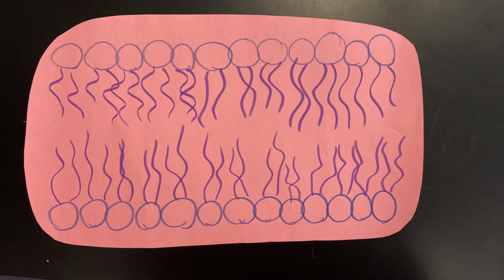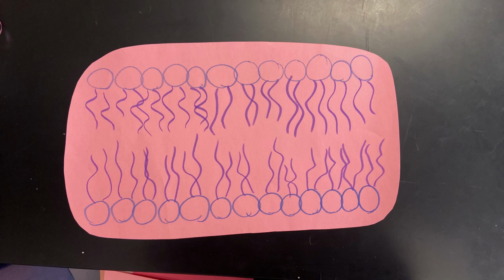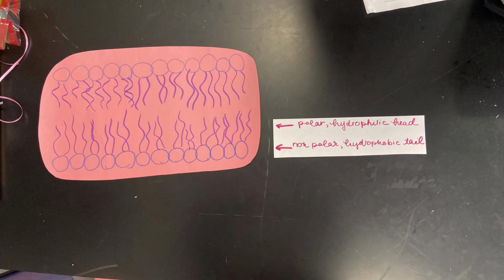The cell membrane is composed of a phospholipid bilayer that has polar hydrophobic heads and two nonpolar hydrophilic tails. These group together to form the outside of the cell.